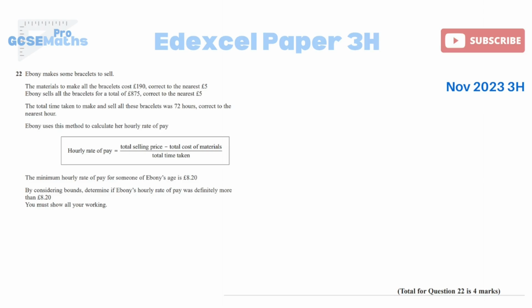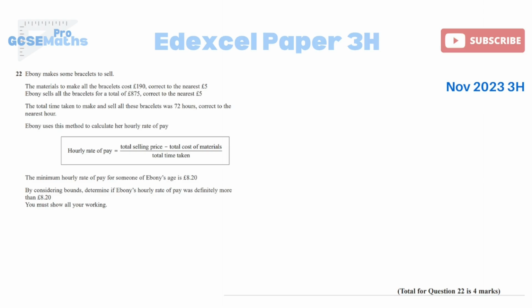Okay, our final question, question 22. Ebony makes some bracelets to sell. The materials to make all of the bracelets cost £190, correct to the nearest £5. Ebony sells all the bracelets for a total of £875, also correct to the nearest £5. The total time taken to make and sell all the bracelets was 72 hours, correct to the nearest hour.